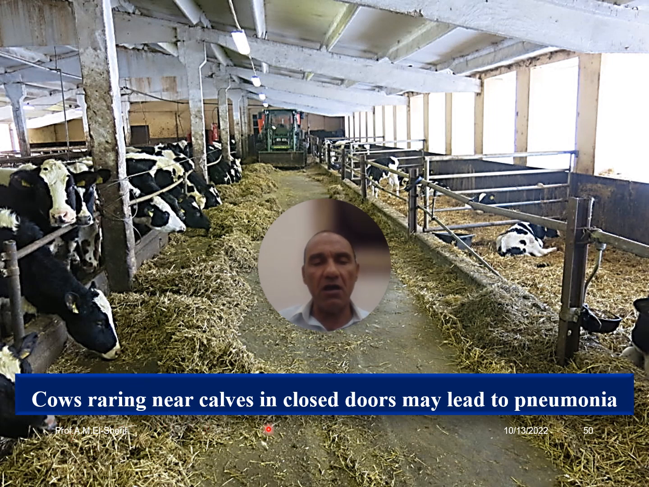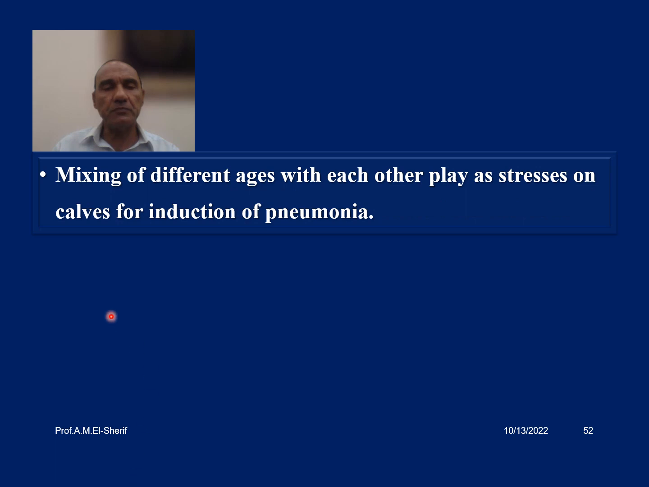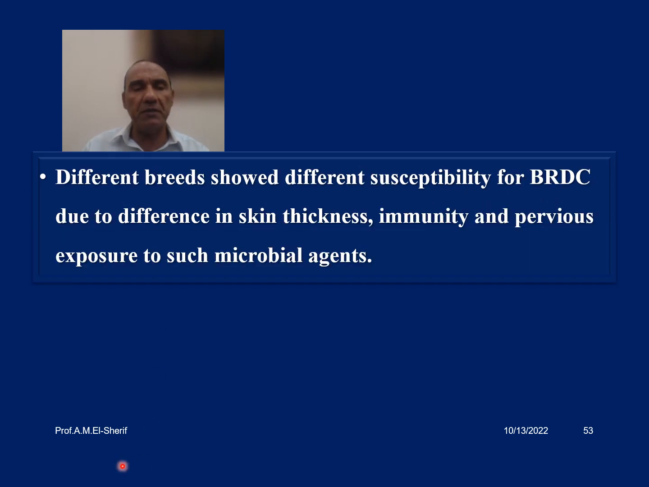Cows reared near calves in closed doors may lead to pneumonia. Inadequate cleaning and disinfection between batches plays an important role in persistence of infection in the farms. Mixing of different ages with each other acts as a stress on calves for induction of pneumonia. Different breeds show different susceptibility to bovine respiratory disease due to differences in skin thickness, immunity, and previous exposure to such microbial agents.